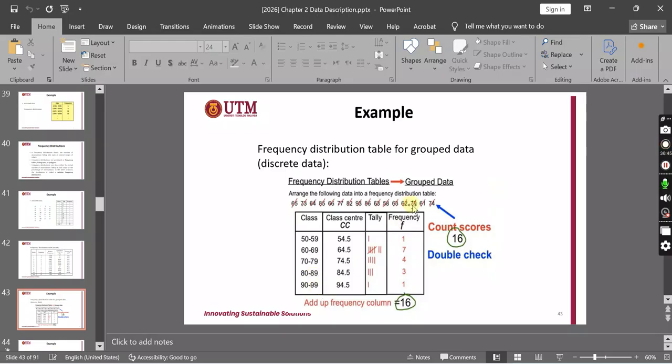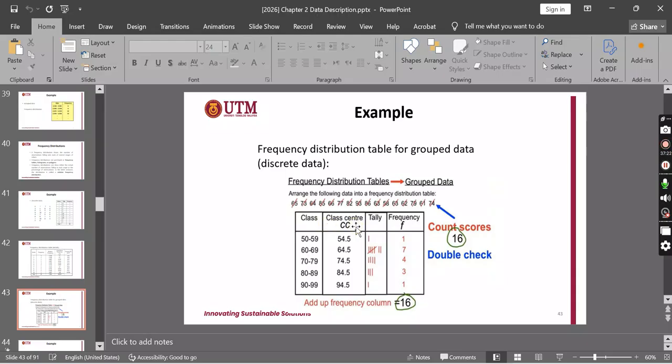So the largest number that you have in the data set is 96. You continue making new classes until your largest number falls in a class. So we don't go to 100, 109. Why? Because our largest number is 93, and 93 falls between these numbers, 90 and 99. So we have to stop here.